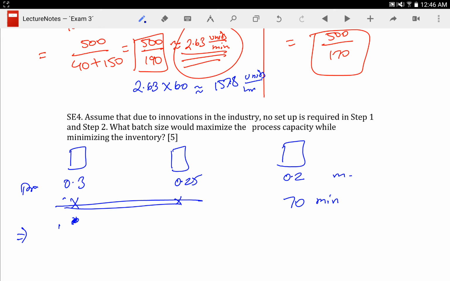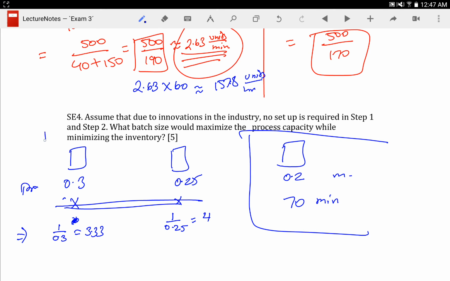Here the capacity is going to be 1 divided by 0.3. Here it's 1 divided by 0.25. Here we have to find the capacity depending on what the batch size is. Well, we have to find the bottleneck, or the lowest capacity in between these two, to proceed. So this comes out to be 3.33 and this comes out to be 4. We know that if this part did not exist, then step 1 would have been the bottleneck. We knew that to begin with anyway.